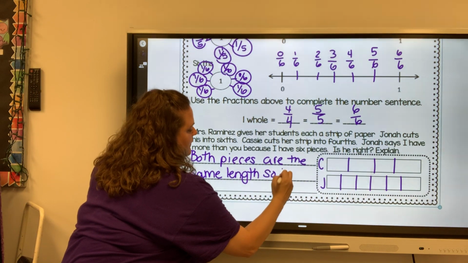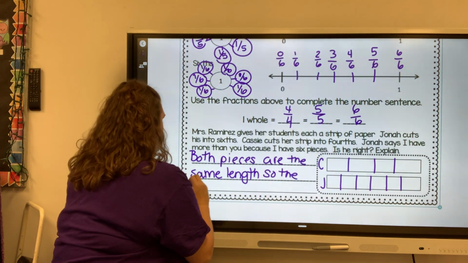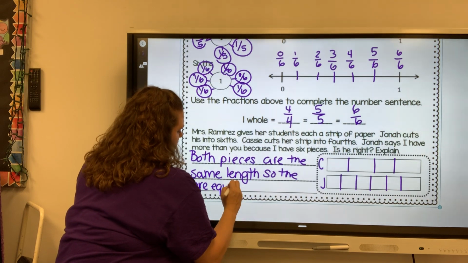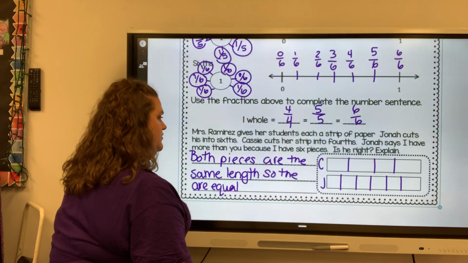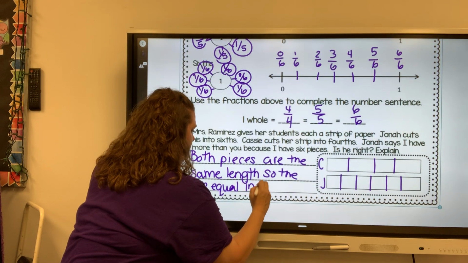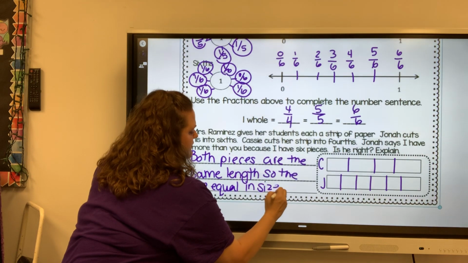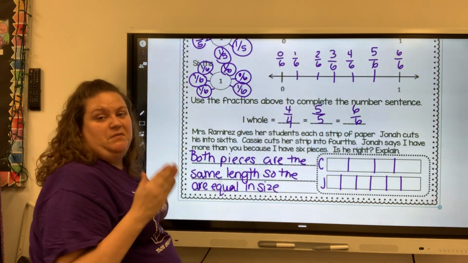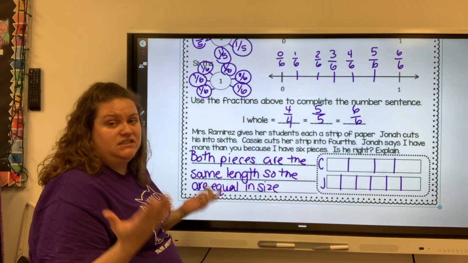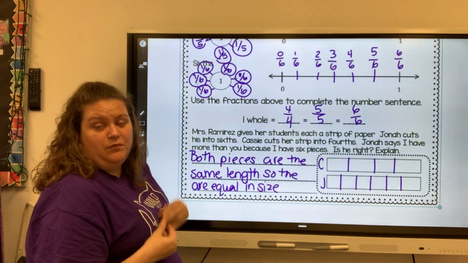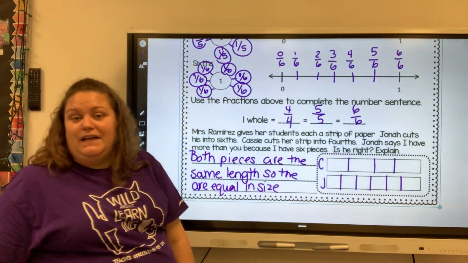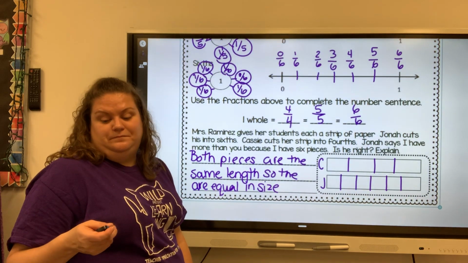So they are equal in size. So even if I cut them in half, if I had the same exact piece and cut them in half and I had 2 pieces and Jonah had 6, it didn't matter how many pieces he had. When you put them all together, we have the same amount because they are equal that way. And that's like what it's dealing with a whole.